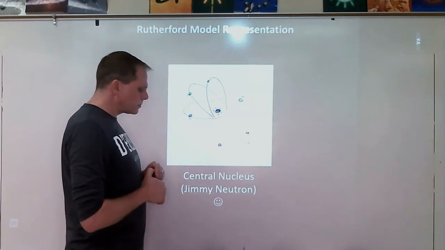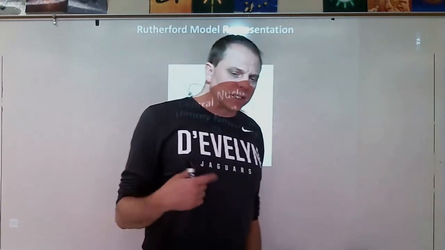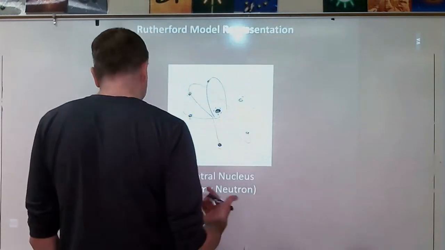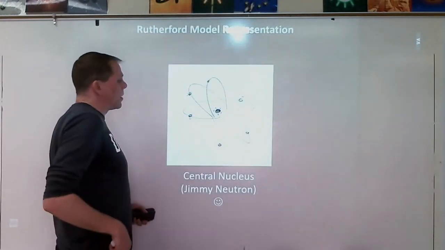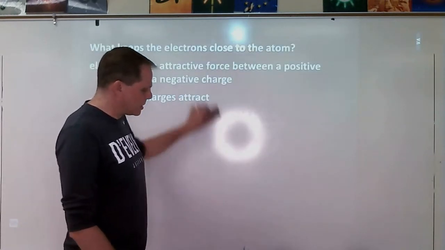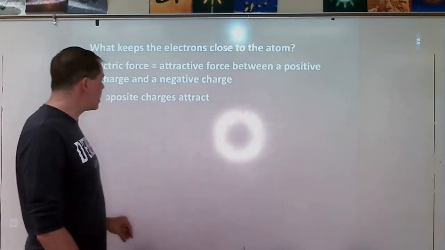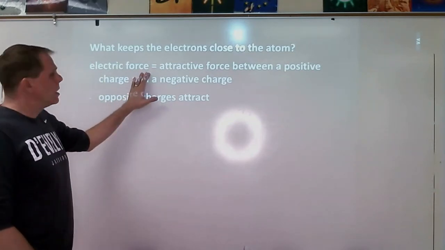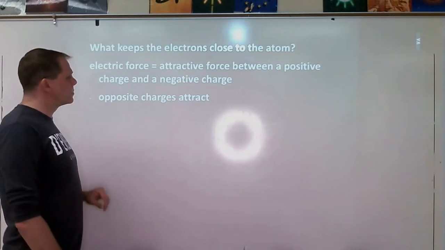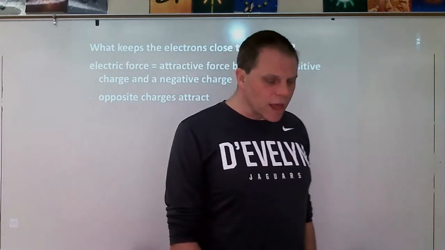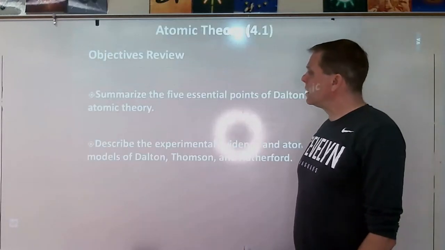And so if these electrons are zipping around really fast and crazy, what would keep them on the atom? Why would they stick around instead of flying off? Well, because negatives and positives are attracted to each other, right? That's the electric force, the attractive force between positive charges and negative charges. Opposite charges attract. And so that's what keeps those electrons in the vicinity of the nucleus.